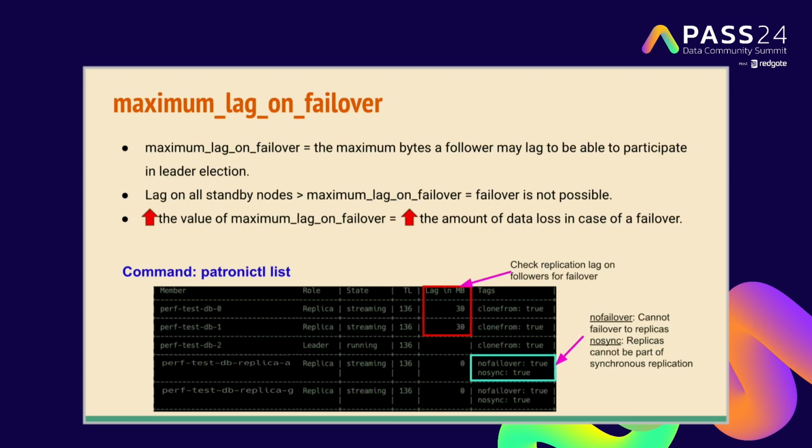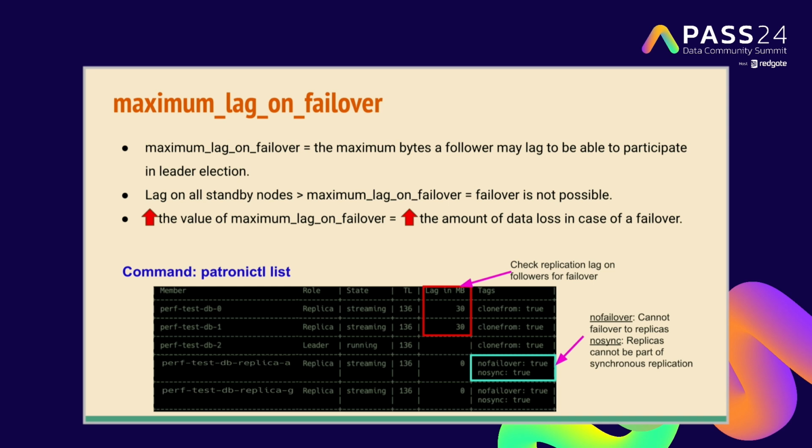So what is maximum lag on failover? Maximum lag on failover is the maximum bytes a standby may lag to be able to participate in the leader election process. So for example, if maximum lag on failover is set to 10 MB, then Patroni will check the lag on all of the standby nodes. If it's greater than 10 MB, then it'll say, oh, I don't find any healthy candidates. I'm not going to perform a failover.